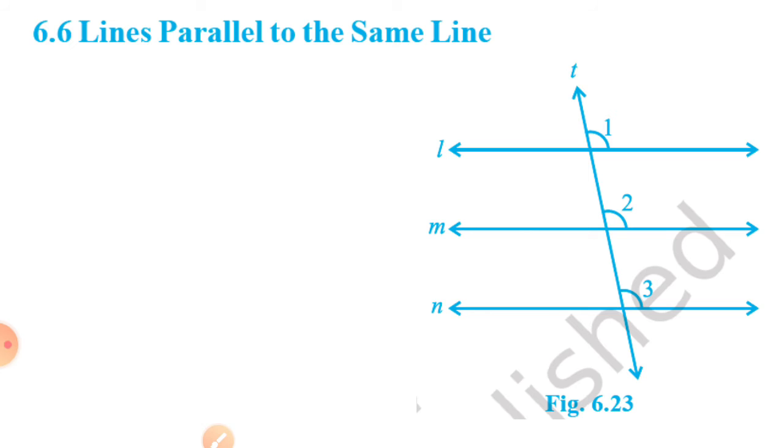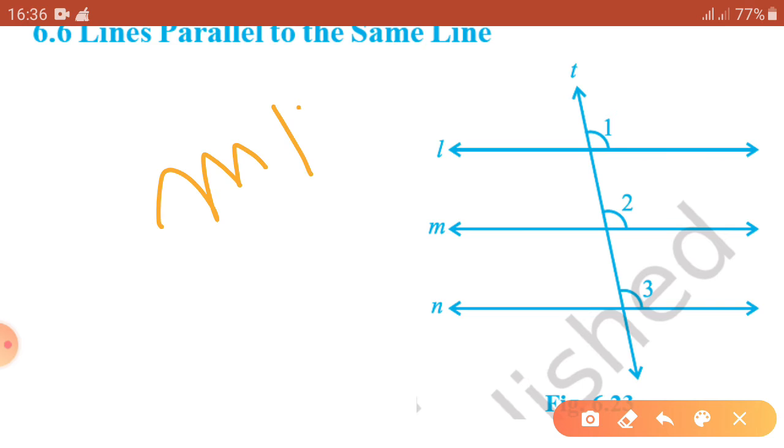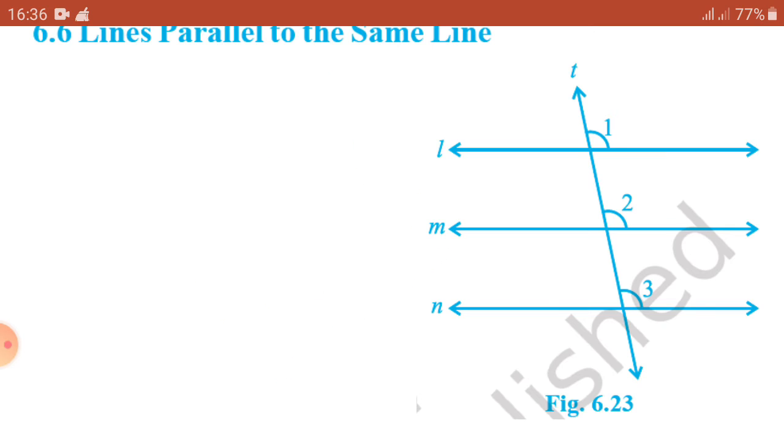If two lines are parallel to the same line, will they be parallel to each other? Let us check it. Now see figure number 6.23, in which we can say that line M is parallel to line L and line N is parallel to line L. Now let us draw a line T here.